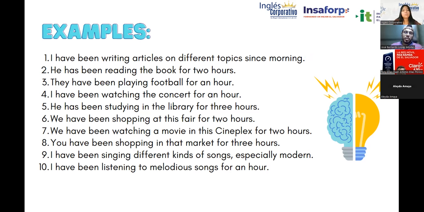We have been watching a movie in this Cineplex for 2 hours. You have been shopping in that market for 3 hours. I have been singing different kinds of songs, especially modern. I have been listening to melodious songs for an hour. So you see, in this case, the present perfect continuous describes actions that have started in the past, but they are still in progress in the present.